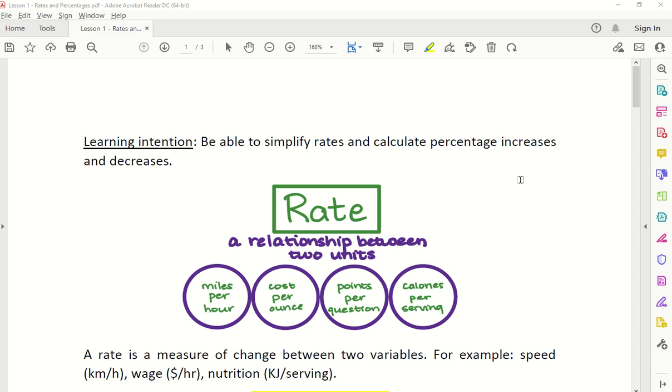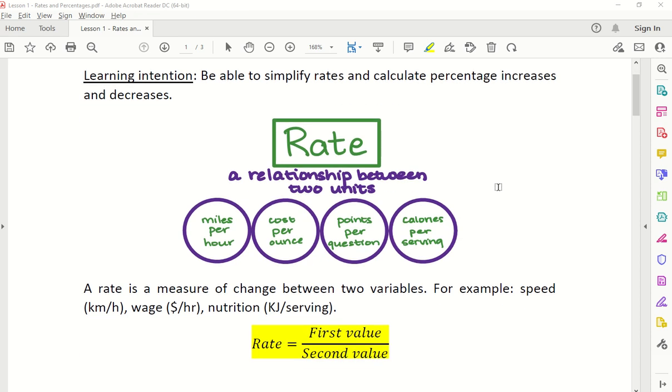Anyway, let's get started. Our learning intention for this first lesson is to be able to simplify rates and calculate percentage increases and decreases. This should mostly be a recap of stuff you've done in previous years.